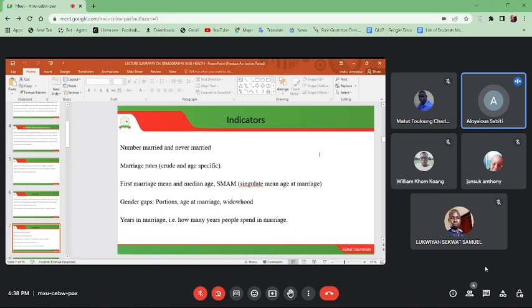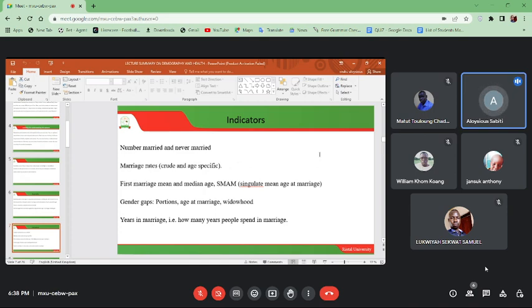Like we were saying in our previous lectures, when you're doing a study, marital status is always very key. Why? Because you want to understand the pattern of marriage in your society, because it has a direct impact on the services you should provide, but also on the pattern of disease. So you would be looking at the number of married and never married people.